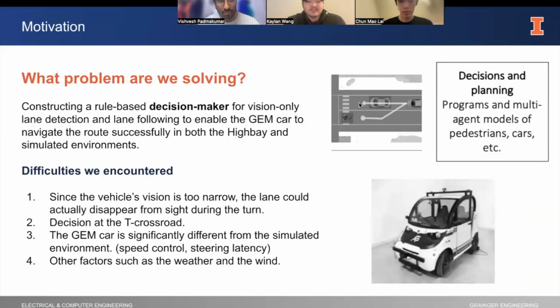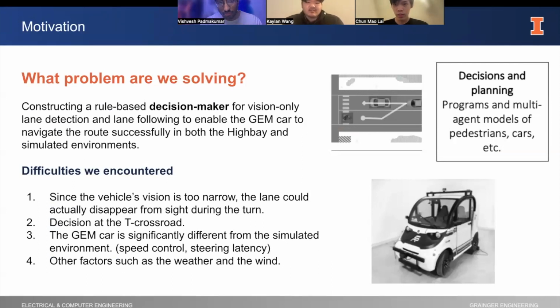So first, the motivation. We want to construct a rule-based decision maker for a vision-only lane detection and lane following algorithm to enable the Gem car to navigate the route in both the simulation and in the real world at High Bay. Some difficulties we encountered: the vehicle's vision is kind of narrow, so the lane can actually disappear from sight, and we'll talk about how we solve that.